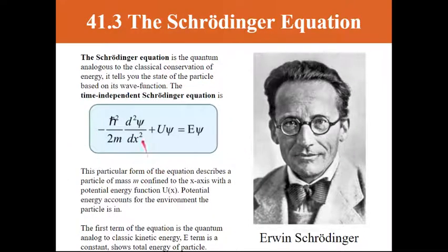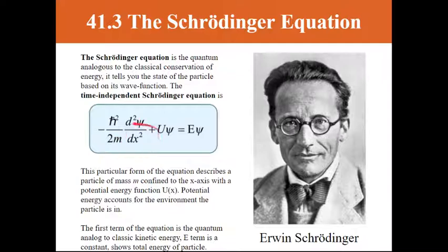So it might not be apparent right away, but this is describing the conservation of energy. This term here includes this h bar here. This is, again, Planck's constant divided by 2 pi. So effectively, it's the constant of quantum mechanics. M is the mass of the particle. And what you have here is the second derivative of the wave function with respect to the position along the x-axis.